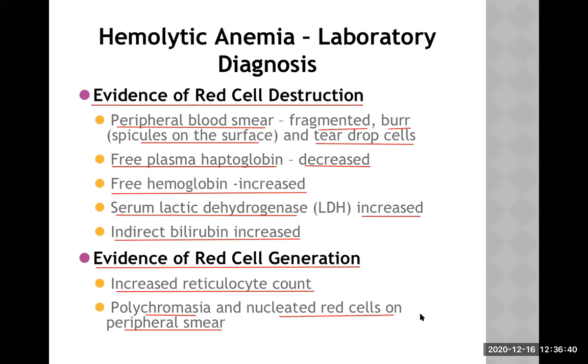Third one, though it is not written here: if you do bone marrow aspiration or bone marrow biopsy, you will see a lot of erythroid progenitor cells in the bone marrow. This is known as erythroid hyperplasia. But why do we usually not go for this? Because this is an invasive test. We need to do aspiration of the bone marrow, which is a painful procedure. If we can diagnose hemolytic anemia without it, why would you need a painful procedure?